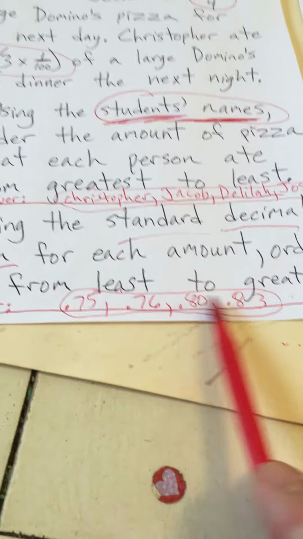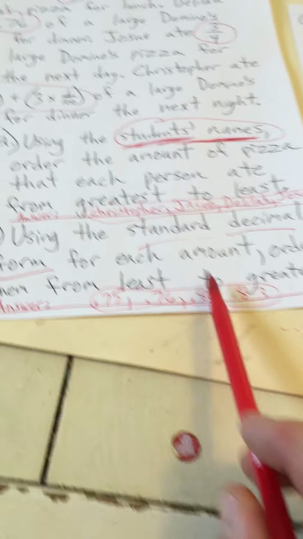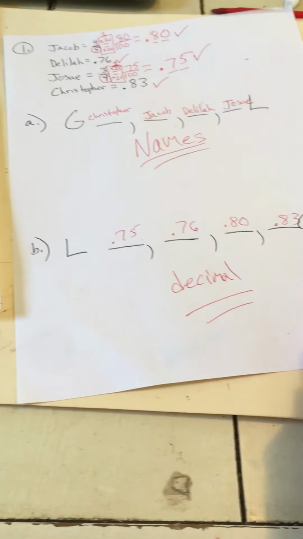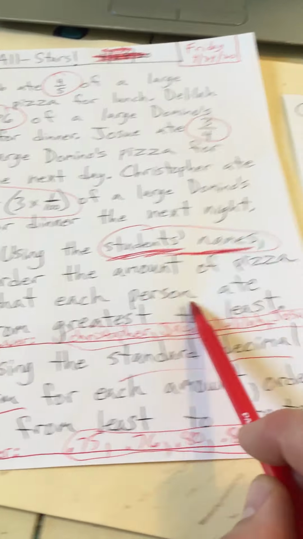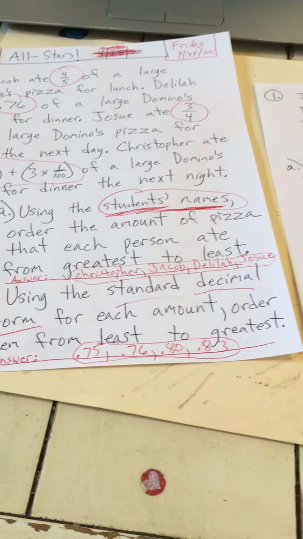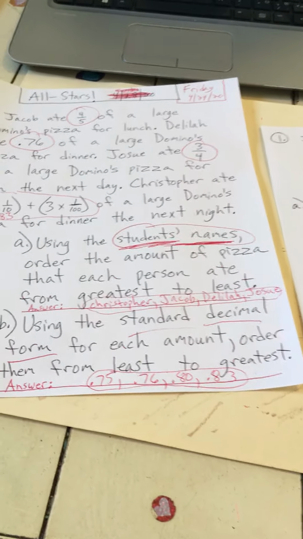If you have the people's names, then you are incorrect because it tells you to write it in standard decimal form. Least to greatest, we did least to greatest. This one, students' names, greatest to least, we did that, and we are all done with this problem. Give yourself some snaps. Nice work.